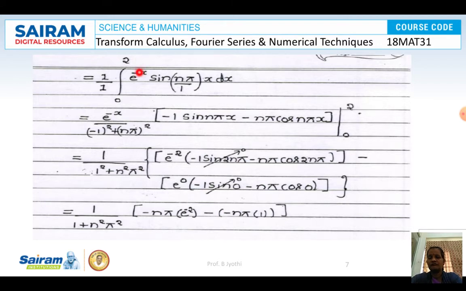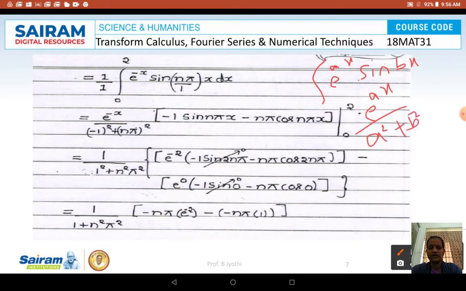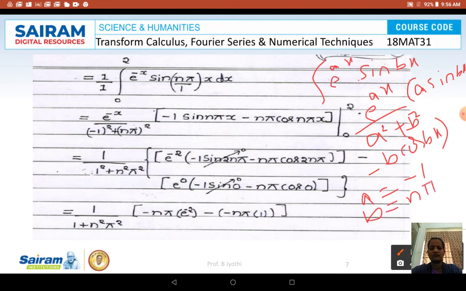Substitute the value of L and the function, which is e to the power of minus x. So here we are applying the formula for the integral of e to the power of ax into sin bx, which is given by e to the power of ax divided by (a² + b²) into (a sin bx minus b cos bx). This is the formula where a is equal to minus 1 and b is equal to nπ.